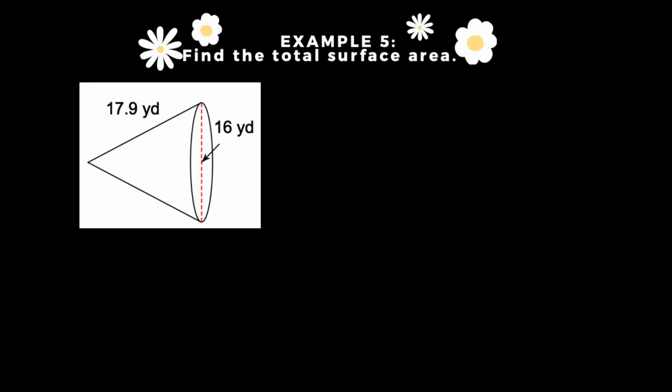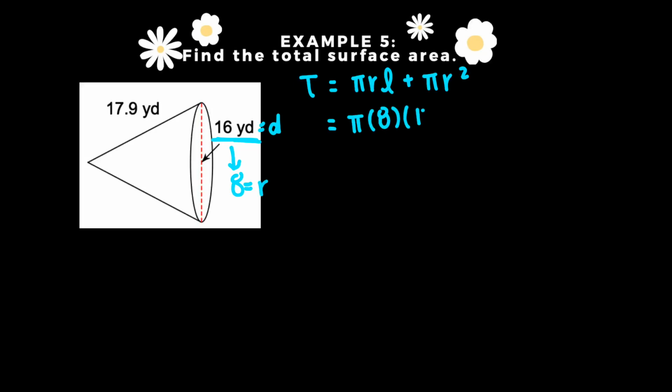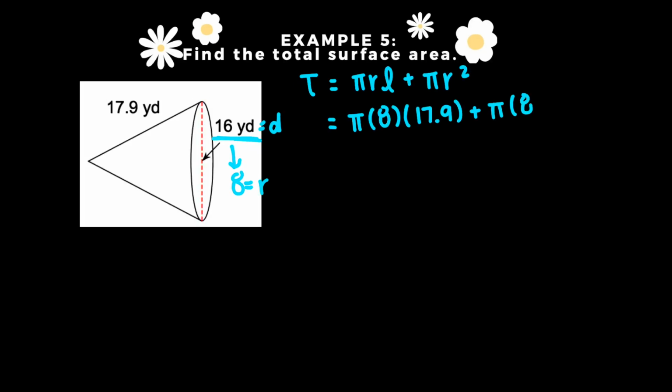And then here, your last example, example 5, is to find the total surface area. So remember, your total formula is pi RL plus pi r squared. I'm given the slant height, which is 17.9. I'm given the diameter of the circle. Remember, to find that radius, so 16 is your diameter. To find the radius, you divide it by 2. So I know that my radius is 8. So when I come plug everything in, pi times my radius, which is 8, times my slant height, which is 17.9, plus pi times my radius again, which is 8 squared.